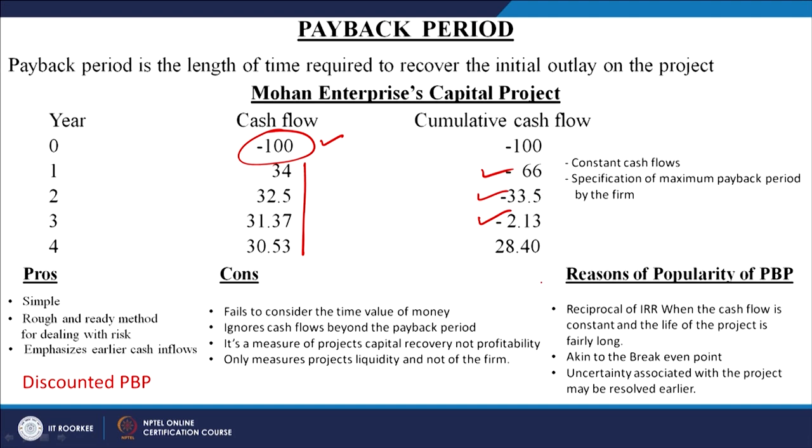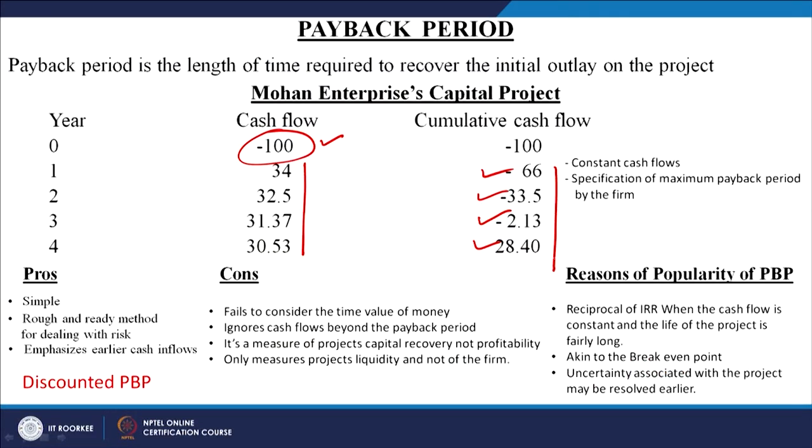So, in this case, for example, if you want to find out the payback period, at maximum you can say it is 4 years for this project. Of the total amount which we invested, in the first year we are going to recover 34 crores, then 32 crores, then 31.37 crores, and the remaining balance, how much does that become? It becomes 2.13 crores, which is recoverable from the cash flow coming in the fourth year.